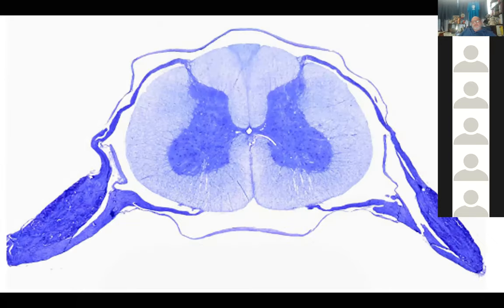What is this structure? A spinal cord. Excellent. Identify the space. Central canal. Identify the neuroglial cell that lines that space. Ependymal cells. Excellent. Identify the groove.